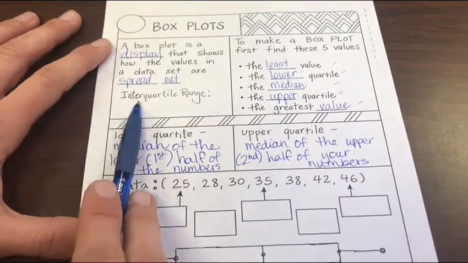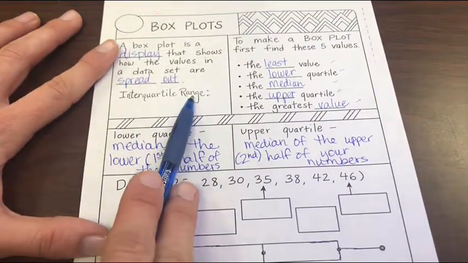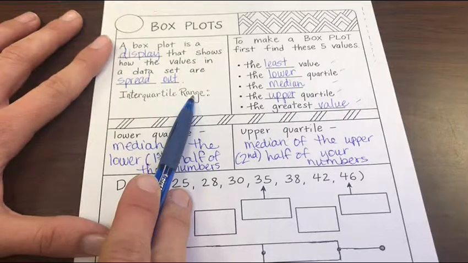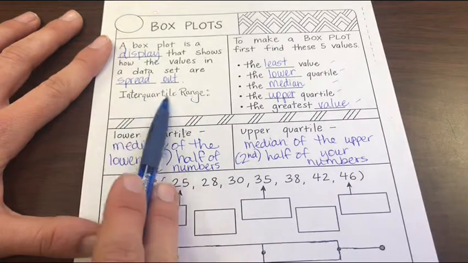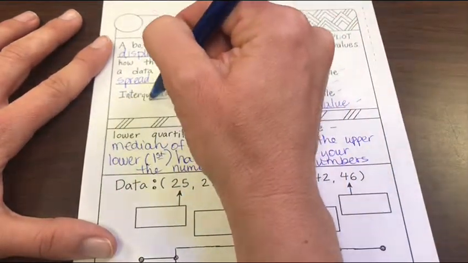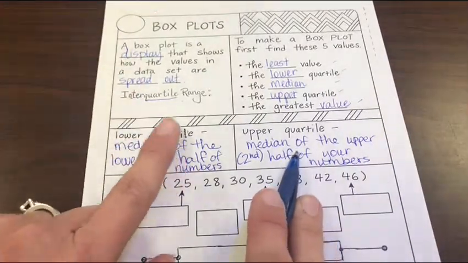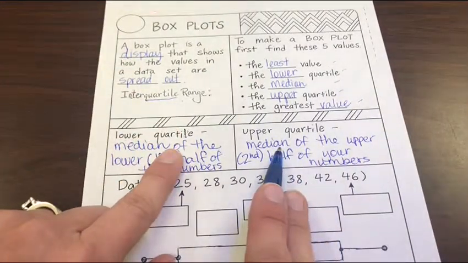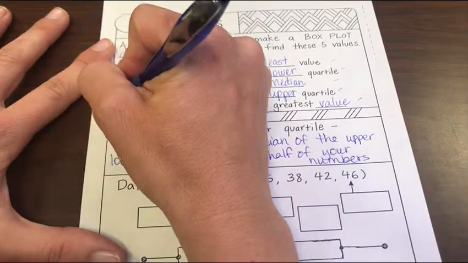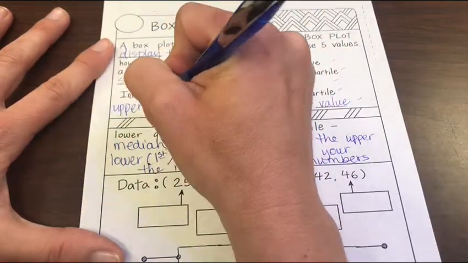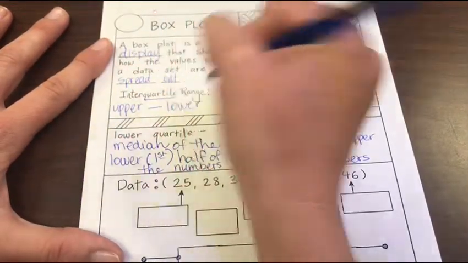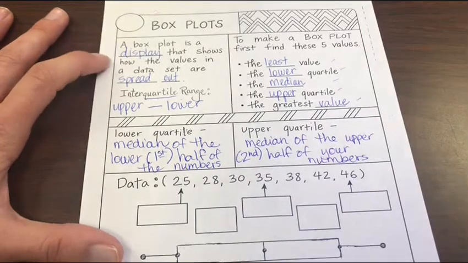Your interquartile range. Regular range is just your largest number minus your smallest number. But with interquartile range, you see the word quartiles. So you're going to take your upper and your lower quartile and subtract those. It's just your upper quartile minus your lower quartile. And we'll go over that a little bit more.